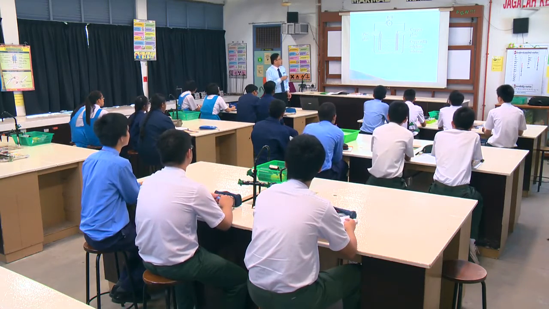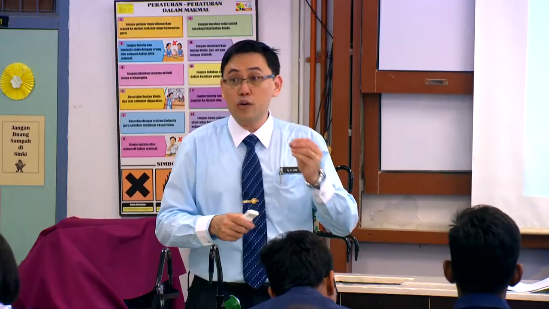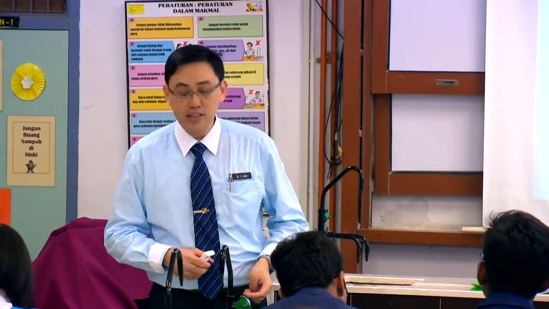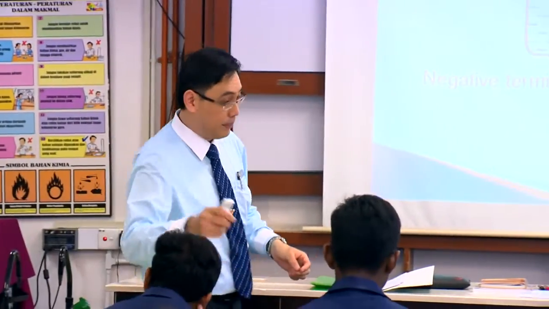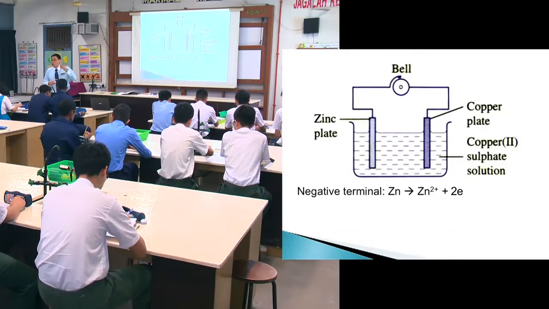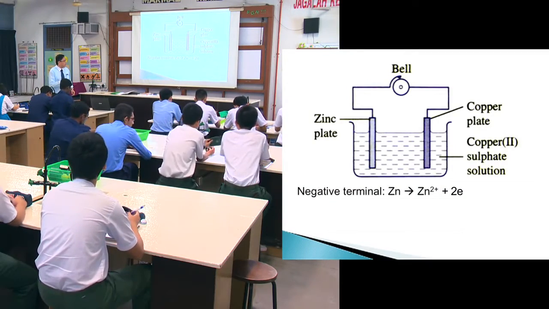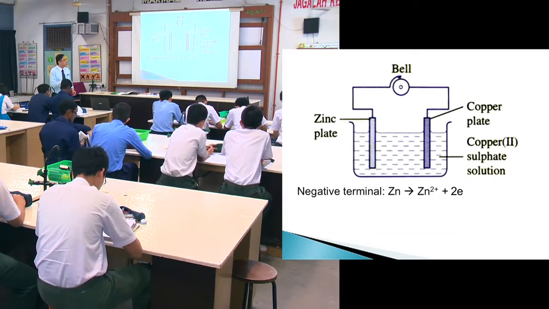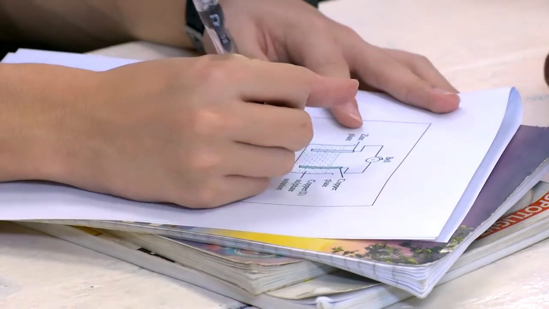Then when the zinc becomes the negative terminal, we are going to write down the half equation. You may jot down the half equation on paper first. Because we know that zinc will tend to lose electrons, what happens is Zn becomes Zn2+ plus 2 electrons.